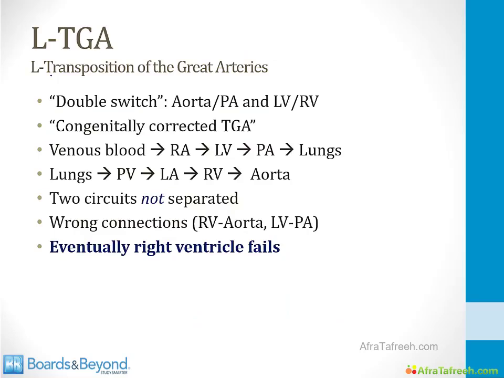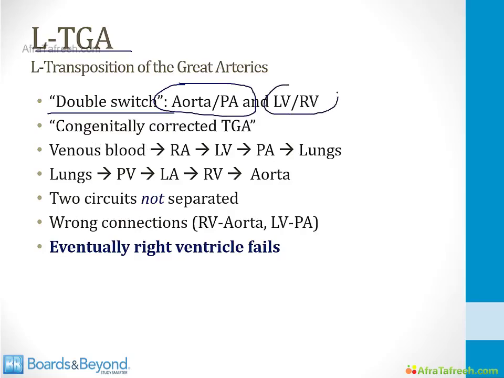There is a more rare variant of transposition of the great arteries called LTGA. In this condition, there's a double switch. Not only are the aorta and pulmonary arteries switched, as we described in DTGA, but in addition, the left and right ventricles are switched. This is sometimes called congenitally corrected TGA because you do not have two separate circuits.